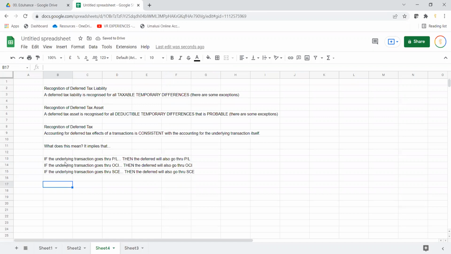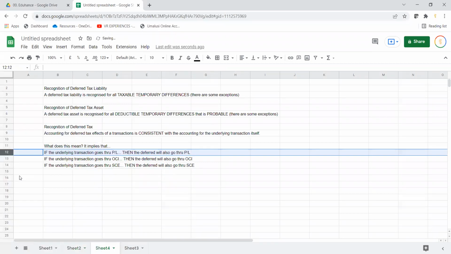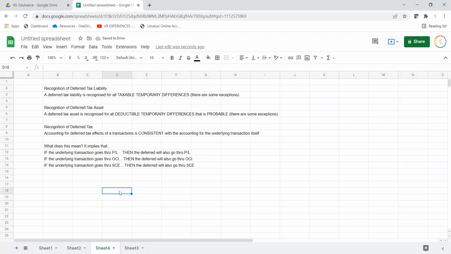Now, this is an extremely, extremely important concept. Even if your numbers are right, but you put it in the wrong place, they're not just going to mark you wrong, they're going to subtract marks as well. So even if you calculated the correct deferred tax, but you take it to the wrong place, you're not only going to get it wrong, you're also going to be penalized. They're going to subtract marks because it's a fundamental principle.